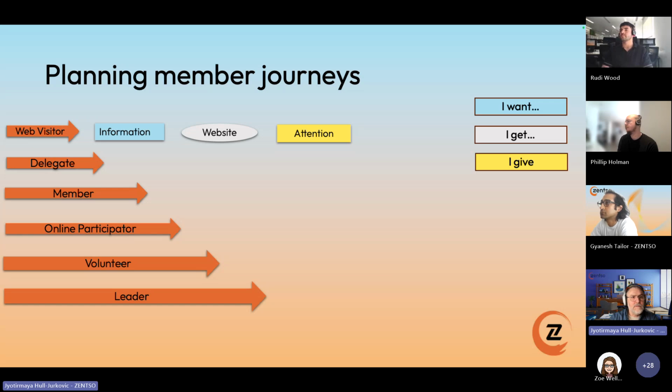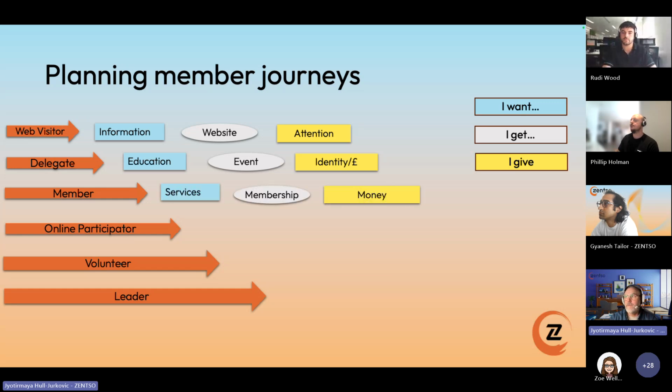But then someone might want to, they've read about some educational program, so they want education. What do they get? You can offer them an event. And what do they give you? They might give you their identity, their email for marketing purposes, or they might give you some financial fee from attending that event. So now that's the next step in engagement. Further on, they may want some member services. So in exchange for membership, they pay a membership fee.